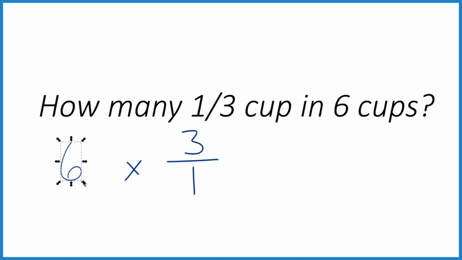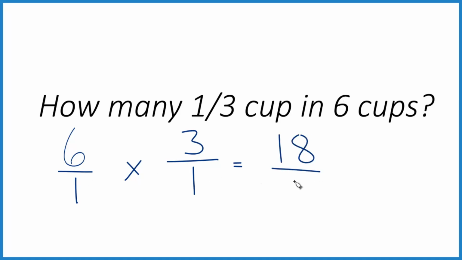I like to take the 6, make it a little smaller here, and call that 6 over 1, because 6 divided by 1 is 6, but now everything lines up. So with fractions, we multiply the numerators. 6 times 3 is 18, and then the denominators. 1 times 1 is 1. 18 divided by 1 is 18. So you would need 18 of these 1/3 cup measures to equal 6 cups.